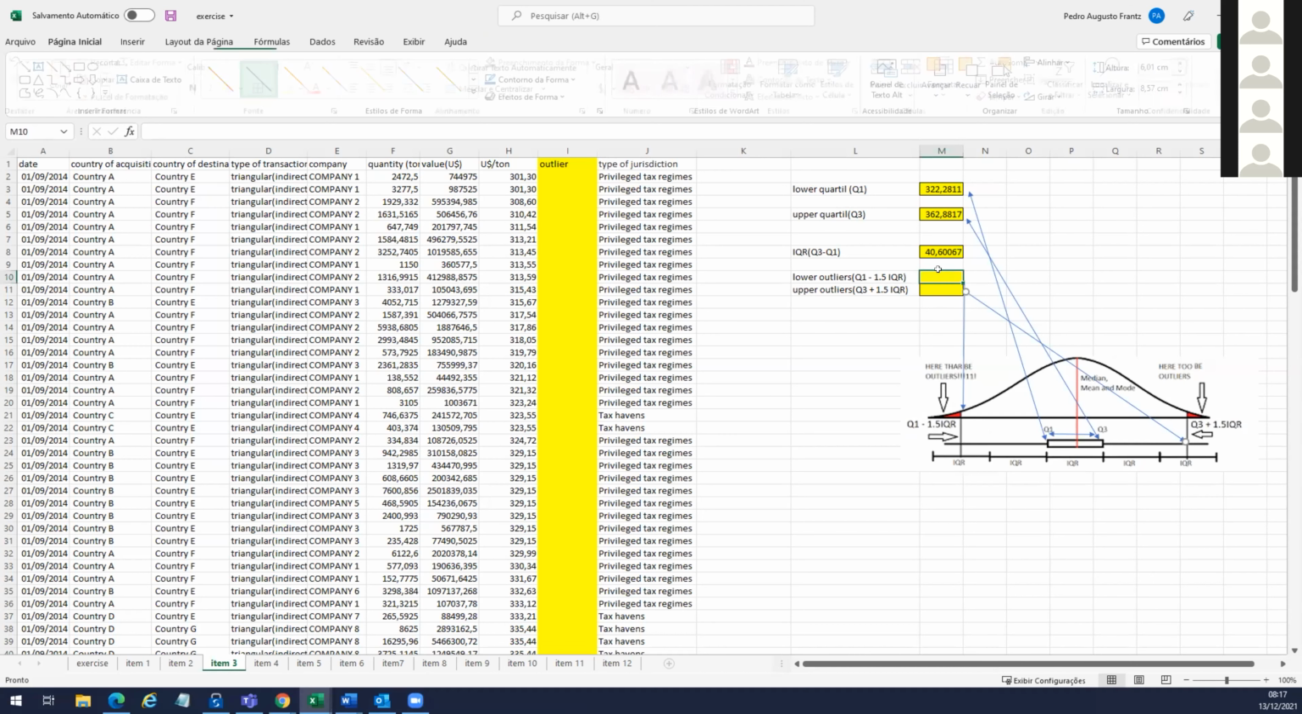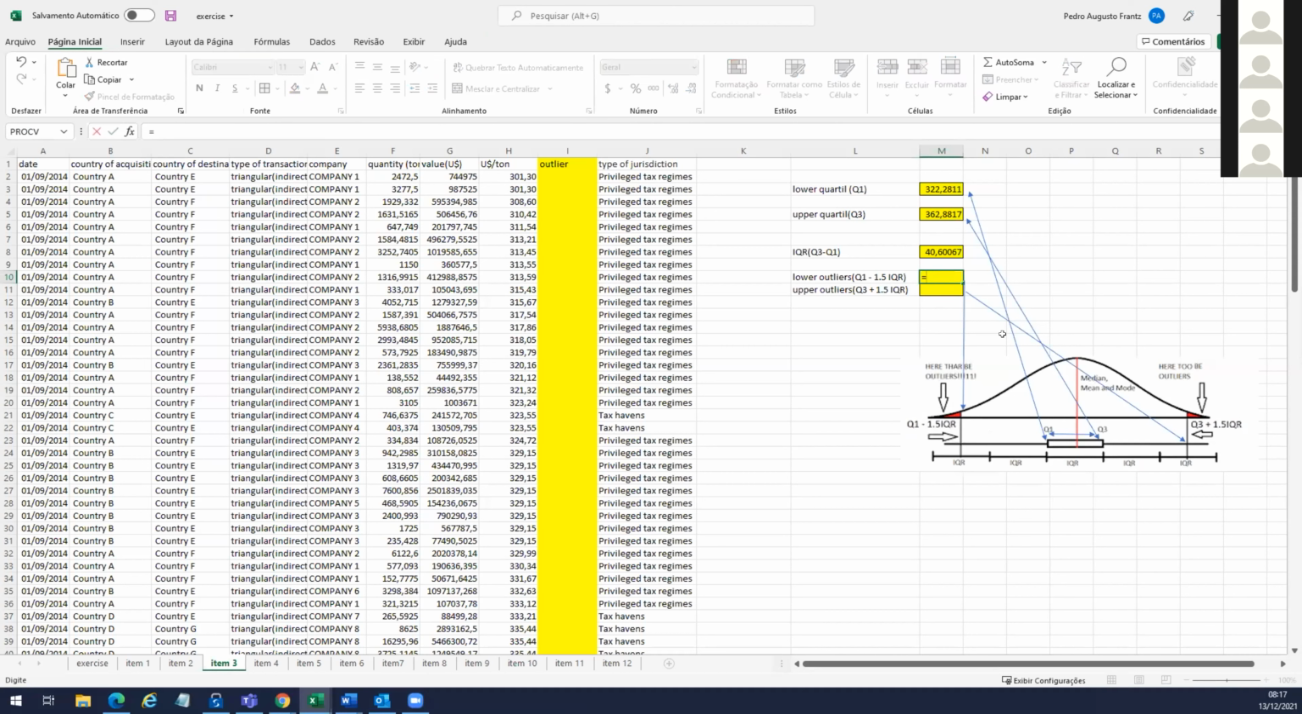And I will calculate the lower outlier limit: equal first quartile minus interquartile range times 1.5. This is the lower limit, this point in our sheet. The upper outlier equal third quartile plus interquartile range times 1.5. This is our upper outlier. Then we have the numbers of this point, and this point.